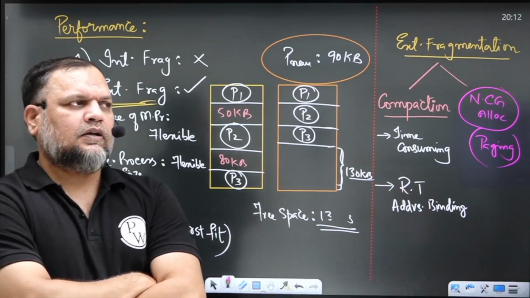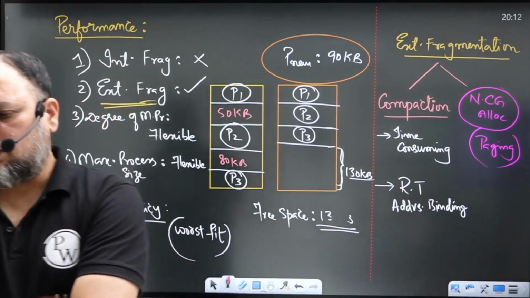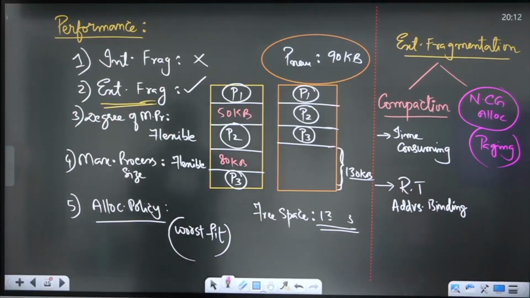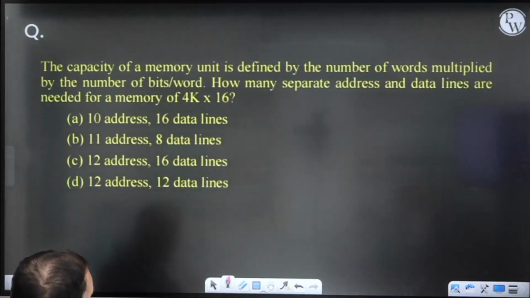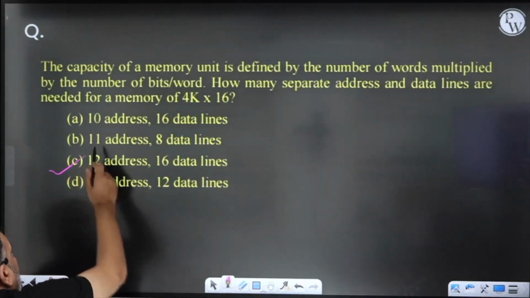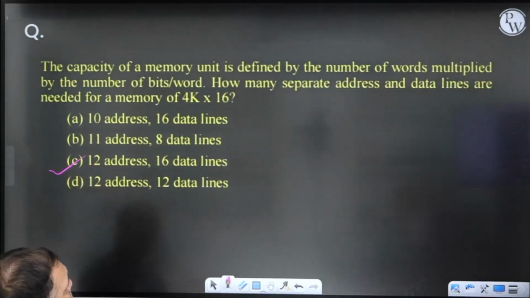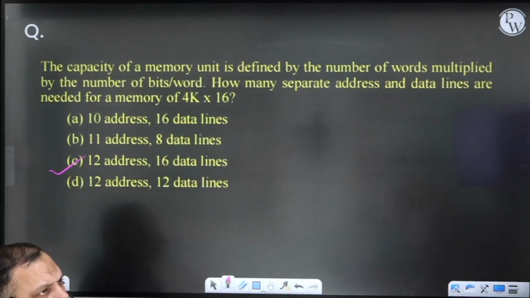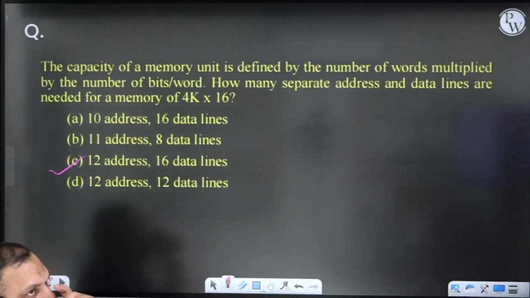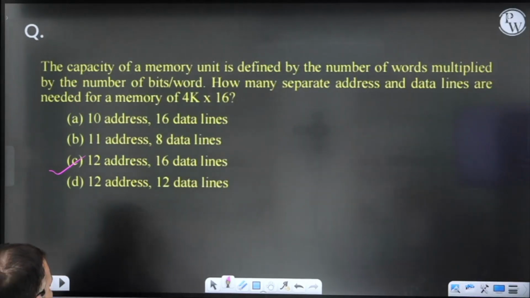But before that, just let me know, is everything clear for fixed partitions and variable partitions? Everything is clear? Very correct, option is C, because 4K is 2 power 12. The size of the data bus is the size of the word, 16 bits. So 12 address bits and 16 bits. That's very correct. Simple question.